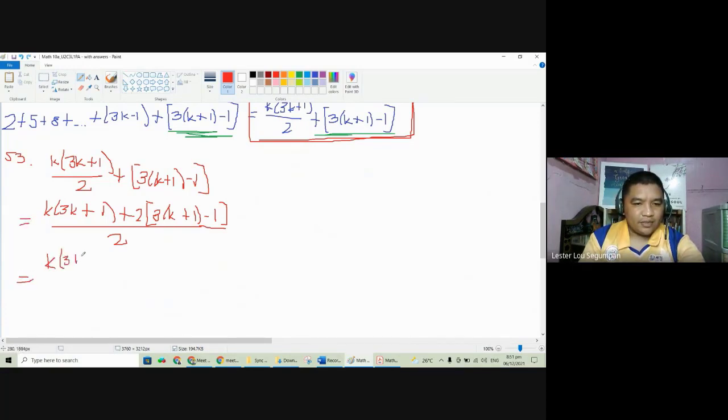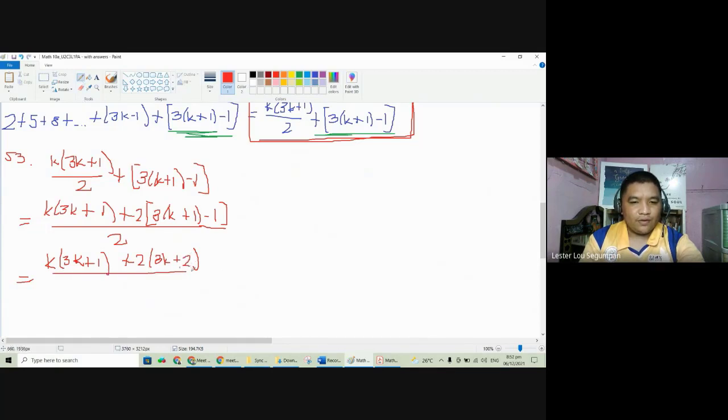it will become k times 3k plus 1 plus 2 times the expression here, which is actually 3k plus 4 minus 1. So you have 3k plus 3. Let us check. 3 times k, 3k. 3 times 1 is 3, minus 1. Okay, I'm wrong. This is actually 2.